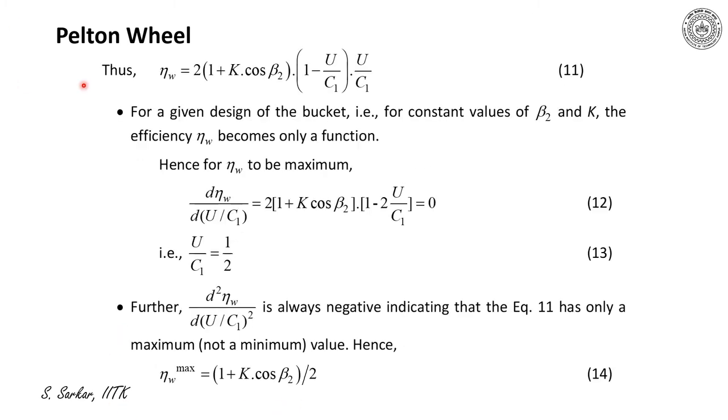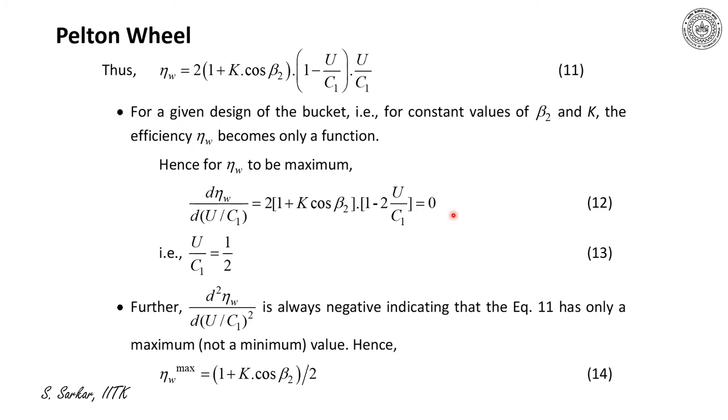Thus, equation 11 indicates the efficiency of a Pelton wheel, eta w, for a given design of the bucket, that is, we may consider beta 2 and k are constants, and hence eta w is a function of u by c1, which is the velocity ratio only. Thus, we like to find out the value of u by c1 for which eta w is maximum. To do that, I have evaluated d eta w by d u over c1 and put it to 0.